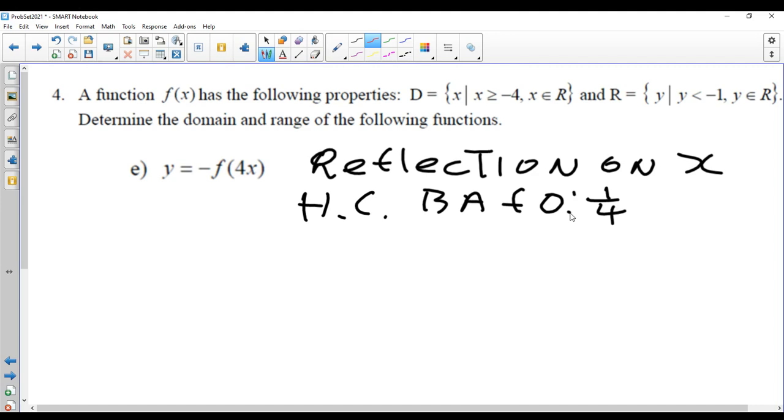Horizontal compression by 1/4. Why is it 1/4? It's the reciprocal of that 4. So what's happening is that the numbers are going to, it's like dividing by 4, basically. Just like dividing by 4.